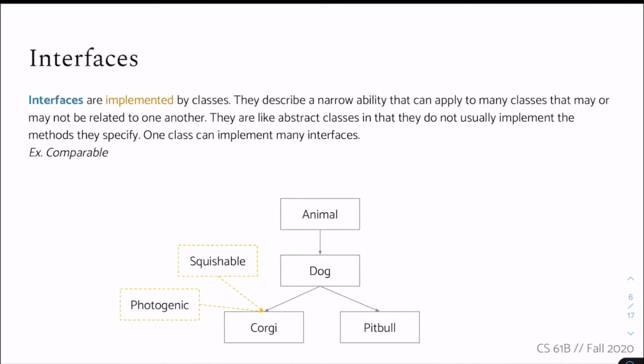Similarly to abstract classes, we have interfaces. If abstract classes describe a class of classes, interfaces rather describe a specific action or attribute that a class can take. So the first major difference is that one class can implement multiple interfaces, where they can only extend one class. So in this case, Corgi is implementing Squishable and Photogenic.